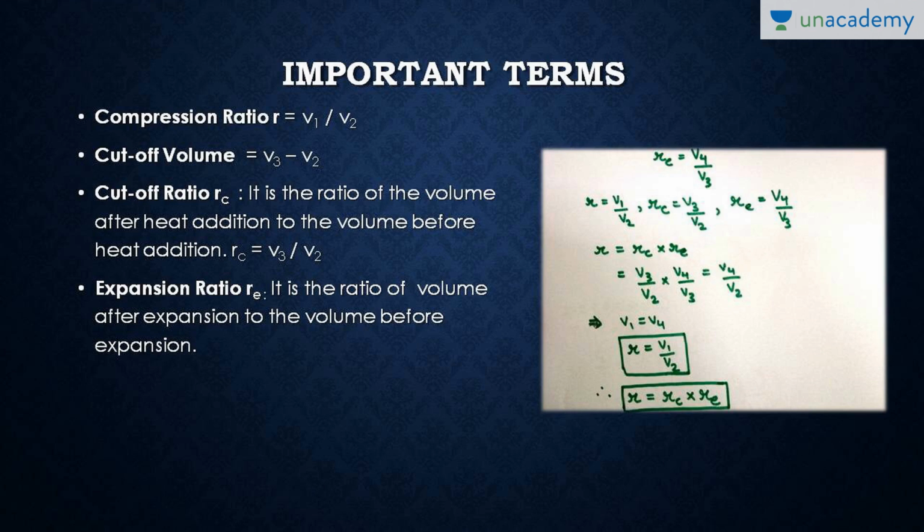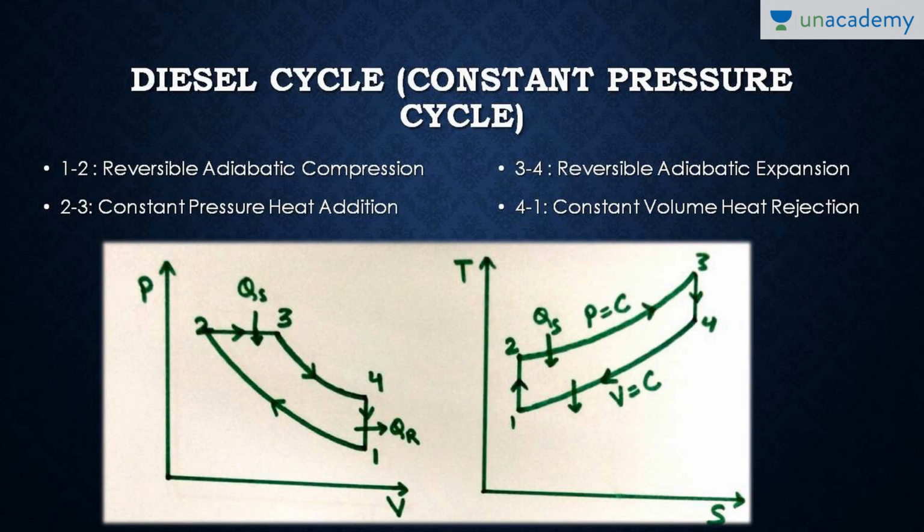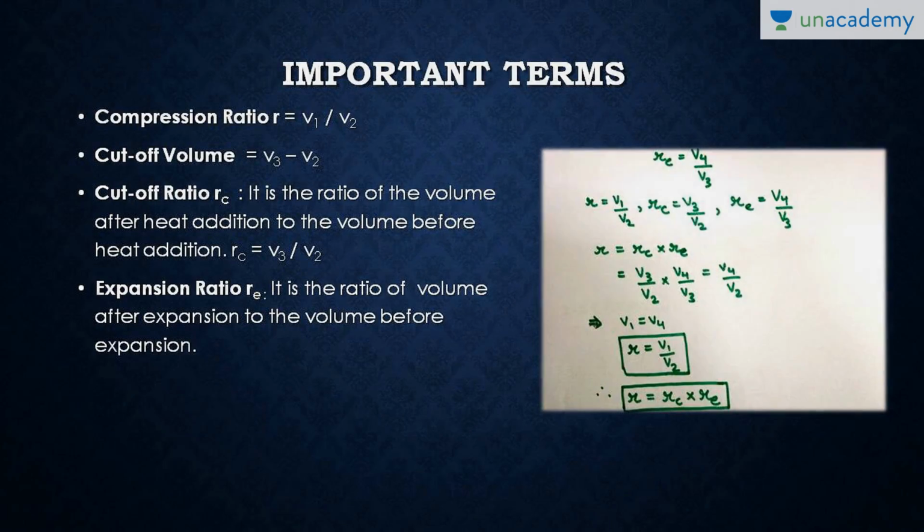Similarly, there is one more term, expansion ratio. Expansion ratio is the ratio of volume after expansion to the volume before expansion. So the expansion ratio is V4 by V3. So there are three ratios: compression ratio, which is V1 by V2, cutoff ratio, which is V3 by V2, expansion ratio, which is V4 by V3. These are the three important terms in diesel cycle, right?